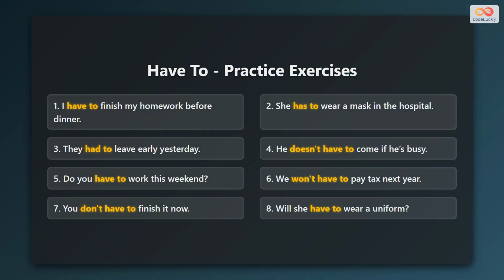Here are common examples using have to. I have to finish my homework before dinner. She has to wear a mask in the hospital. They had to leave early yesterday. He does not have to come if he is busy. Do you have to work this weekend?